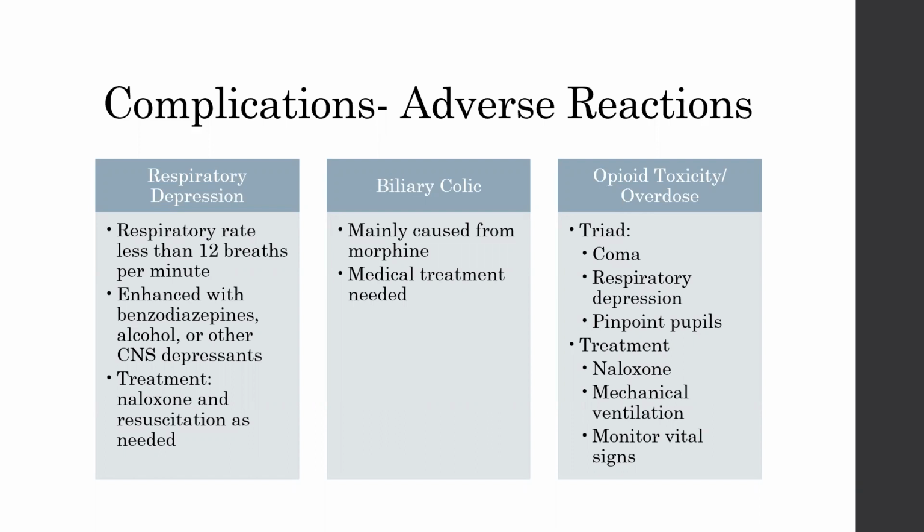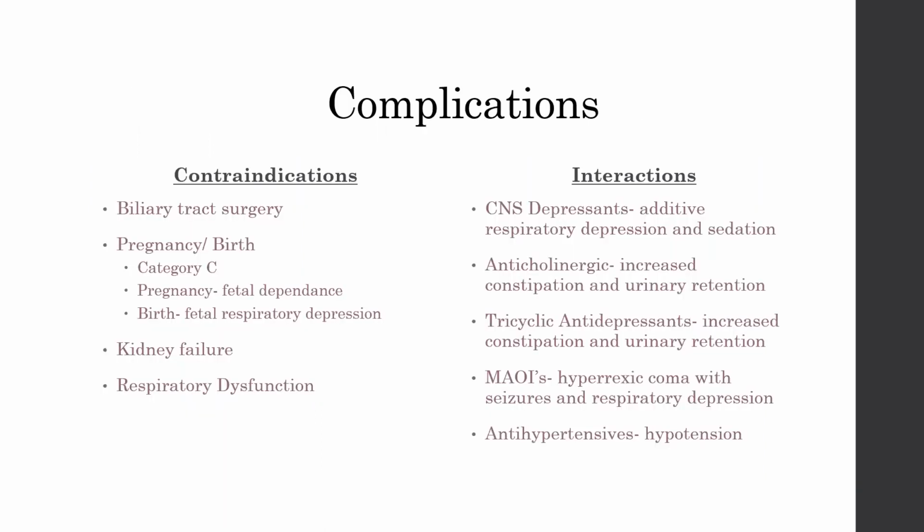We can also see opioid toxicity or overdose. So the triad of symptoms that we see with this would be comatose symptoms, respiratory depression, and pinpoint pupils. The treatment would be naloxone, mechanical ventilation, and monitoring of vital signs. Contraindications to taking these would be biliary tract surgery, pregnancy and birth. So it is a category C.